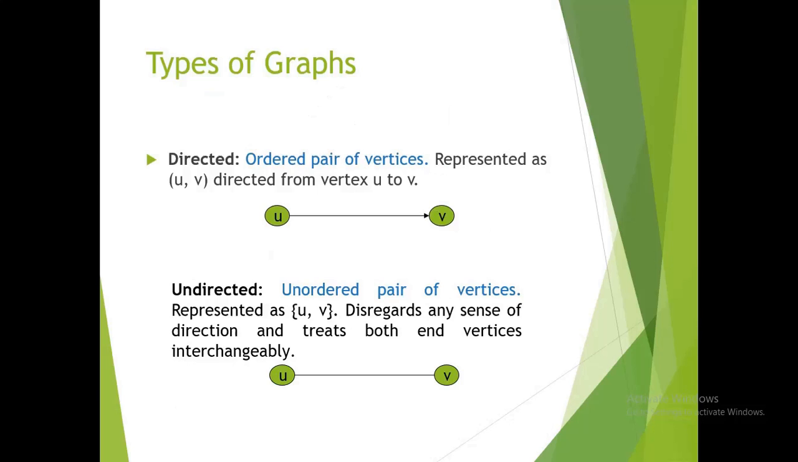Types of graph. Directed graph. An ordered pair of vertices represented as U and V, directed from vertex U to V. Next type of graph, undirected graph. An unordered pair of vertices represented as U and V, without any sense of direction. Both end vertices are interchangeable.